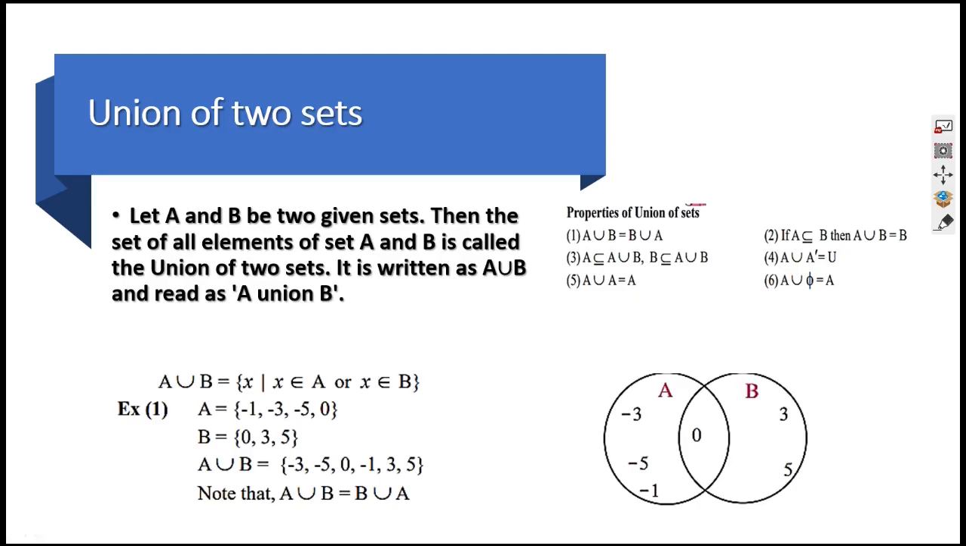Union of two sets is just like adding two sets. Union of set A and set B: if you write together all the elements once in a set, it is A union B. For example, set A is -1, -3, -5, 0 and set B is 0, 3, 5. The union will be -3, -5, 0, -1, 3, 5 all together, and it is represented as A union B like this.